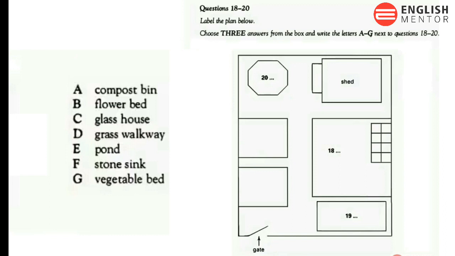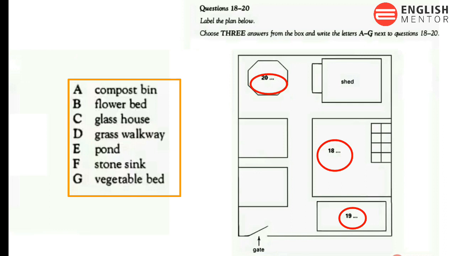Here we can see the plan here, and they are talking about the options. Options are already given, and out of this we have to choose the 3, for which the places are 18, 19 and 20. We have to be careful because these are not in the order. Maybe the person talks in a different order.